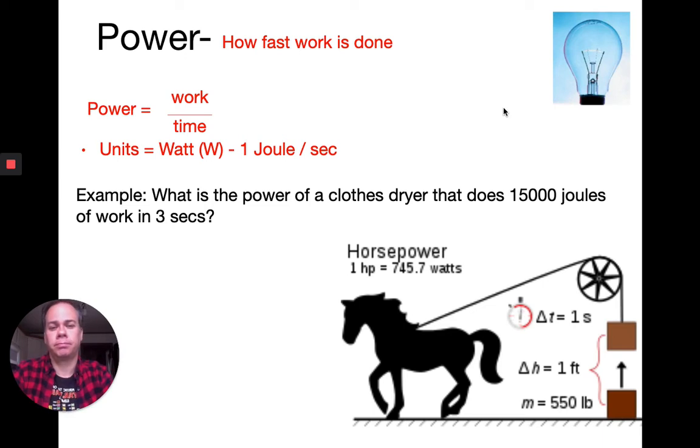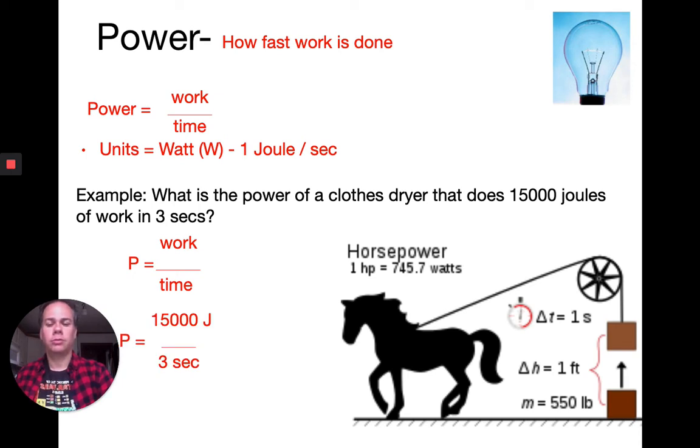If we look at how we use this formula in an example, if I had a clothes dryer in my house and it does 15,000 joules of work in 3 seconds, what's the power of that clothes dryer? Well, we write our formula: the work done divided by the time. Substitute in our values, 15,000 joules per 3 seconds, and then do our division, and we come up with our answer, 5,000 joules per second, which is equivalent to a watt, so 5,000 watts.